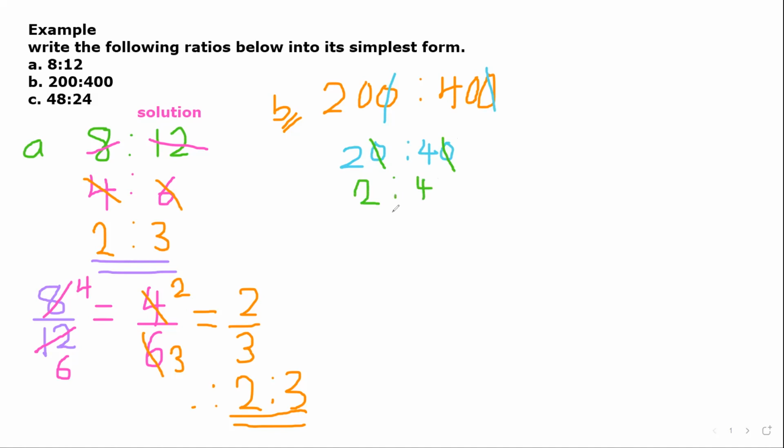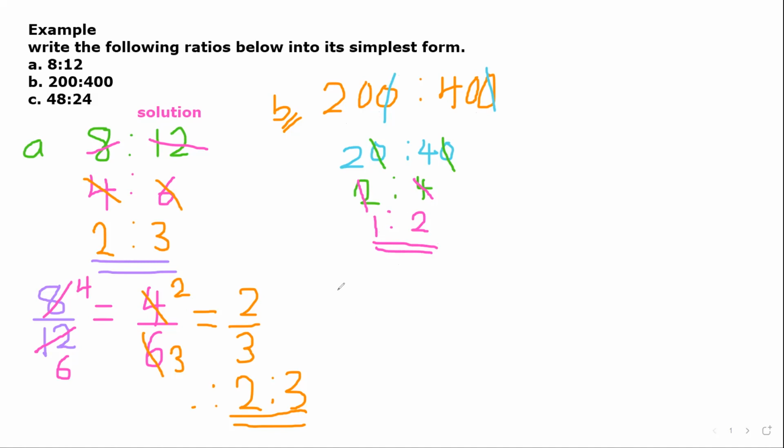2 to 4 here. The two numbers here are not in simplest form. You can get a number to cancel 2 and at the same time to reduce 4. And that number is 2. 2 goes here, 1, and 2 goes here, 2. Okay. So the simplest ratio for 200 to 400 is what? Is 1 to 2. Okay.